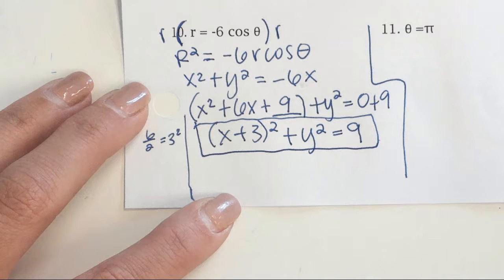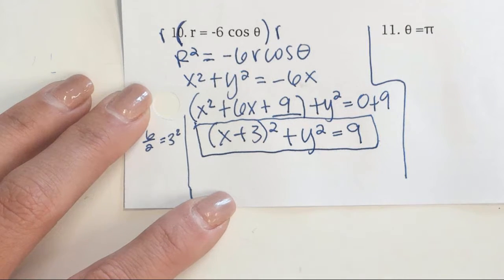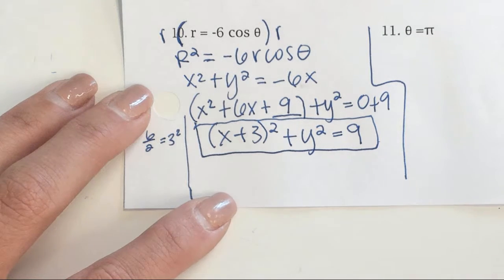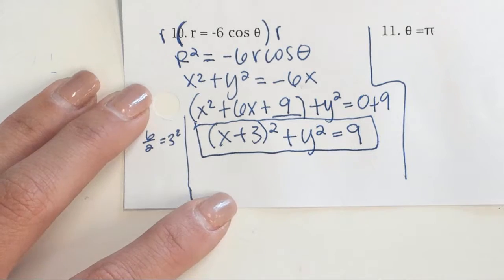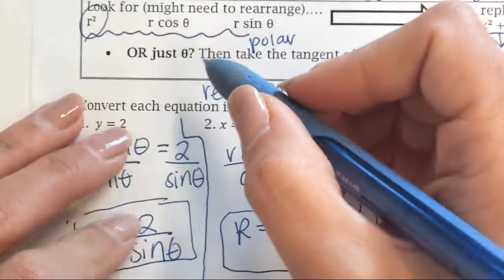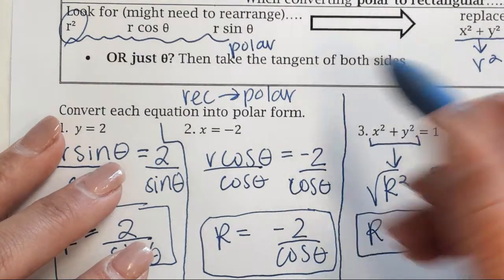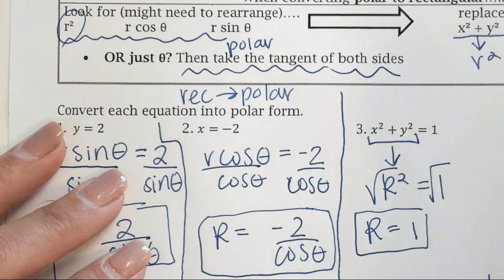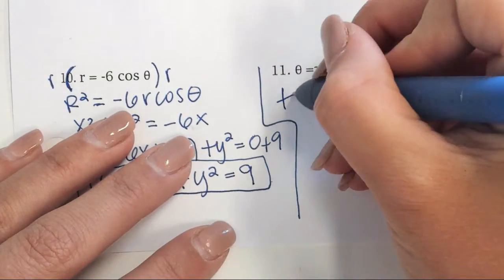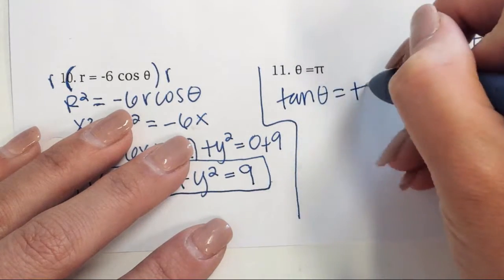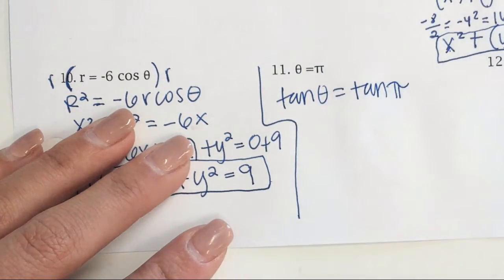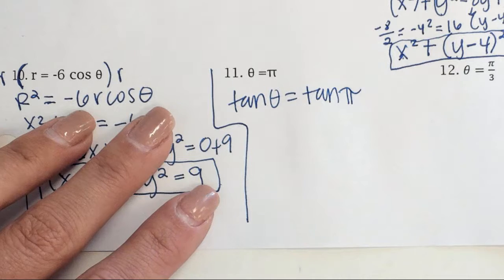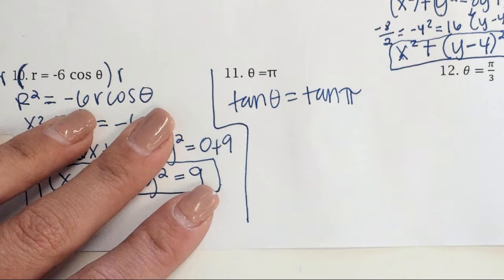Alright, now we have number 11 and 12 where it's kind of weird. We have theta equals pi and theta equals pi over 3. We don't know what to replace theta with because we haven't talked about that. But if you go up to here, I put this up here. If you just have theta, then we're going to take tangent of both sides. Tangent of both sides. So, on this side we'd have tan theta. On this side we'd have tan pi. Now I can replace tan theta with something. Because we know tan theta is the same thing as what?